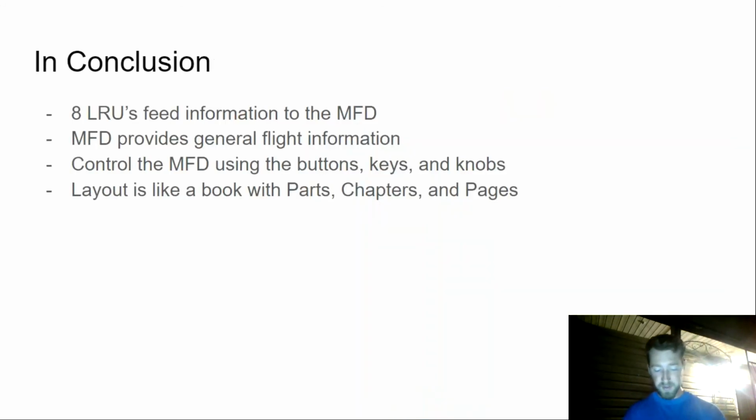All right, so in conclusion, there are 8 LRUs that feed into the MFD. The MFD uses that data and spits out general flight information, okay? So you get your instruments on the PFD and your flight information on the MFD. We access that information by using the buttons, keys, knobs on the edges of the display, and the information in the MFD is arranged like a book. We have parts, chapters, and pages, and again, you're using that FMS knob, the large and the small, to navigate through those parts, chapters, and pages.